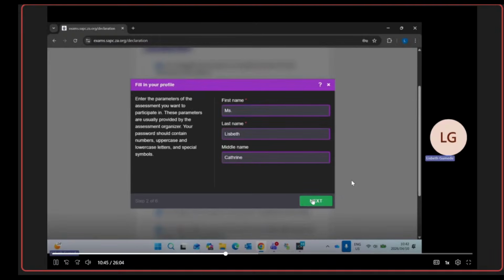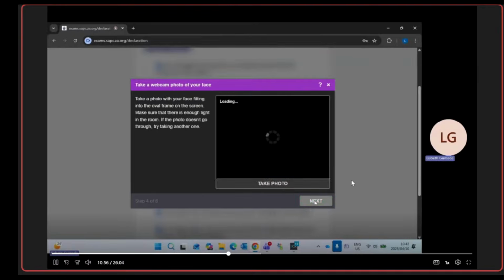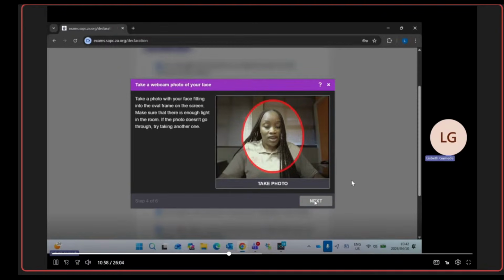Now that I have all my greens, I'm going to press next. Then it's going to show me my profile to verify that it's the right person taking the examination. I update my correct information. I will then press next. Then it's going to ask me to take a photo.